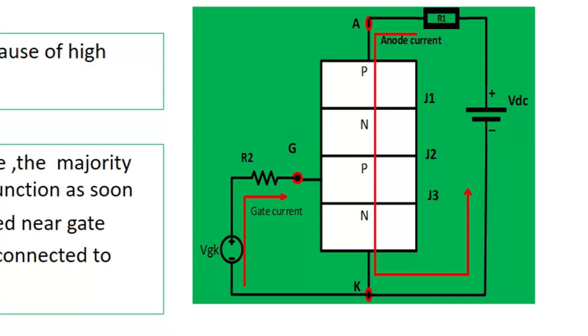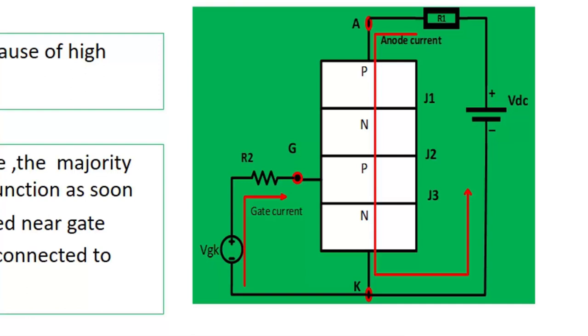Next is when the thyristor is on, or when the junction J2 is in breakdown, then all the carriers try to spread across the 4 layers quickly. Because of that, there may be some hot spots created across the gate junction, and this hot spot is because of high dI/dt, or the rate of change of current with respect to time is high.